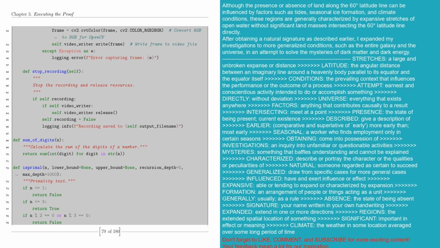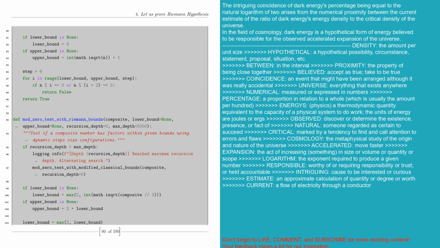After obtaining a natural signature as described earlier, I expanded my investigations to more generalized conditions, such as the entire galaxy and the universe, in an attempt to solve the mysteries of dark matter and dark energy. The intriguing coincidence of dark energy's percentage being equal to the natural logarithm of 2 arises from the numerical proximity between the current estimate of the ratio of dark energy's energy density to the critical density of the universe.